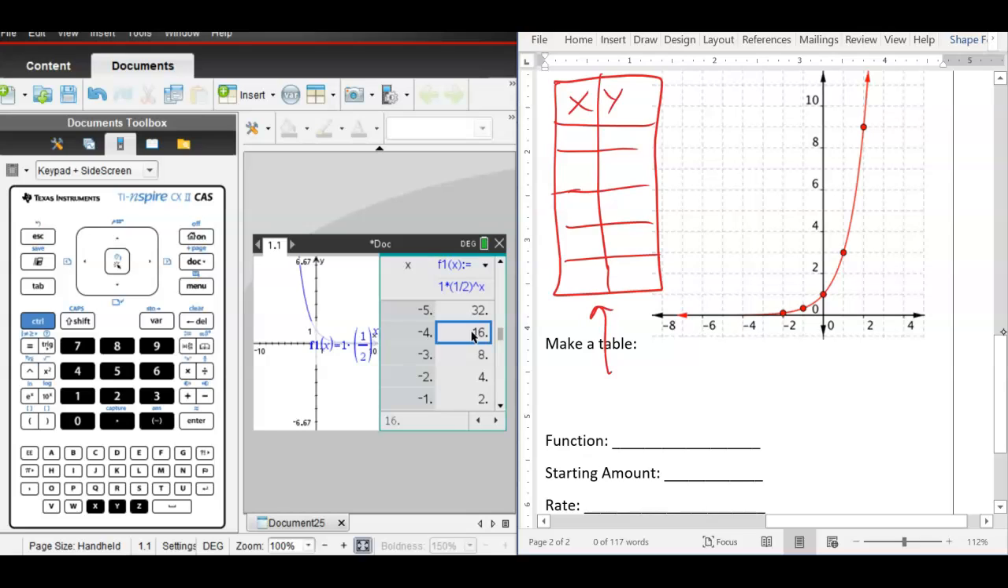So we have x and y. -2, -1, 0, 1, 2. Now, look at -2. What's the y value if it's like barely above it?